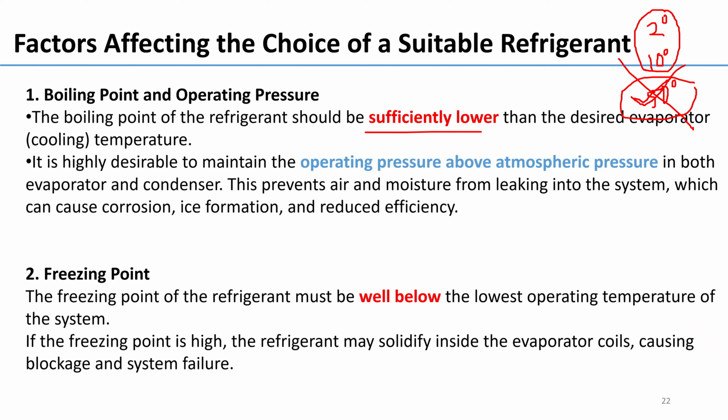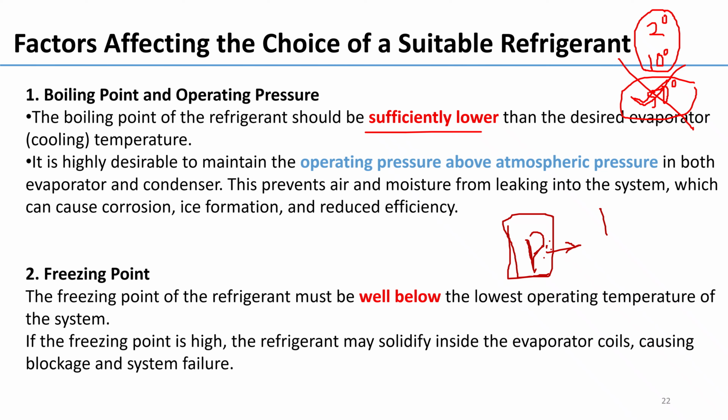It is highly desirable to maintain the operating pressure above the atmospheric pressure. So another concept is why the operating pressure should be high. First of all, operating pressure means, this is your refrigerator, it will work under a certain pressure. It has a pressure within it. This is the operating pressure. Just think, if this pressure is higher than the atmosphere, what will happen? Air will go from here to there. Just think the opposite thing.